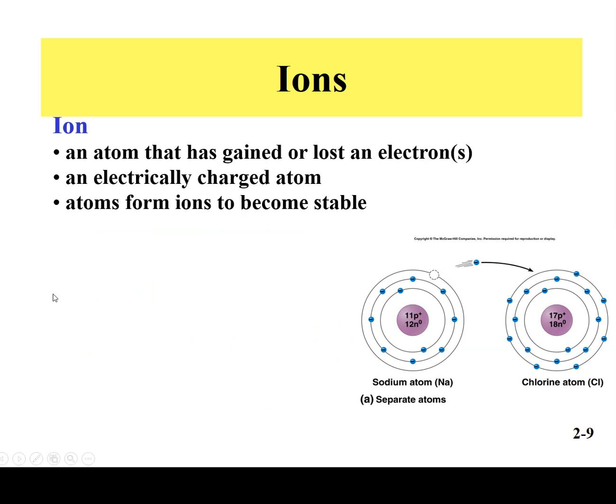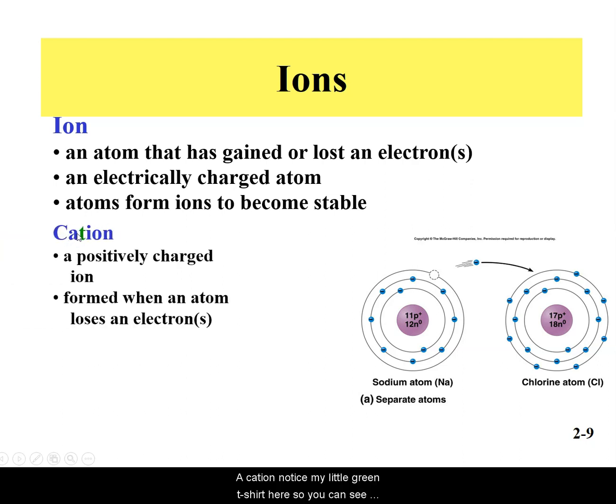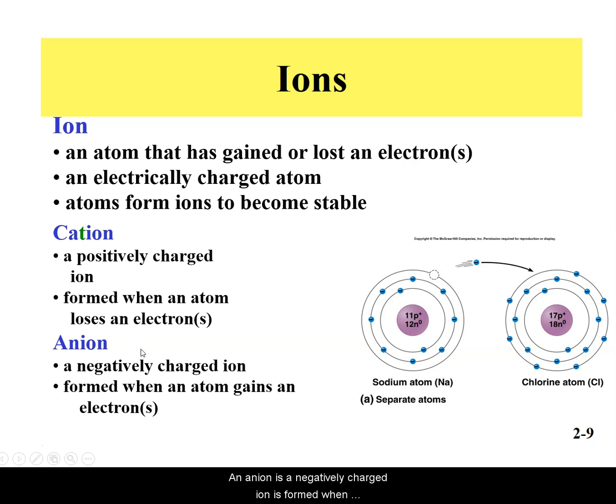Ions. An ion is an atom that has gained or lost electrons. It is an electrically charged atom. The atoms will form ions to become stable. A cation, notice my little green T here so you can see it's like a plus sign. A cation is a positively charged ion. It happens when an atom loses an electron. An anion is a negatively charged ion. It's formed when the atom gains an electron.